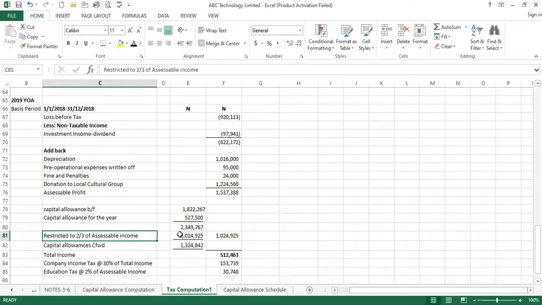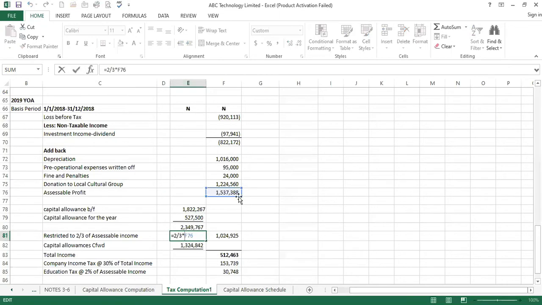So there's a restriction. So you calculate two-thirds from this Excel. Two-thirds of this figure is about 1 million. So you cannot claim more than 1 million, even though the total capital allowance here is 2.3 million, about 2.349769 million. You cannot claim everything. This company is not a manufacturing company, it's a service company. If you're a manufacturing company or agri company, you can claim everything here. But now you cannot claim everything.